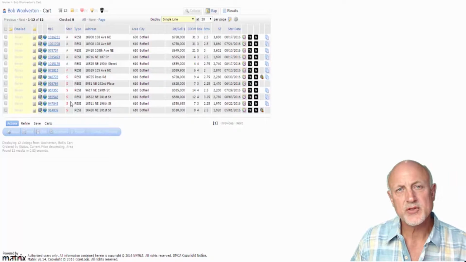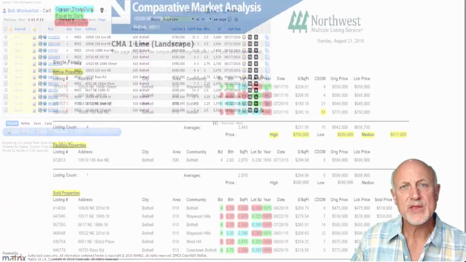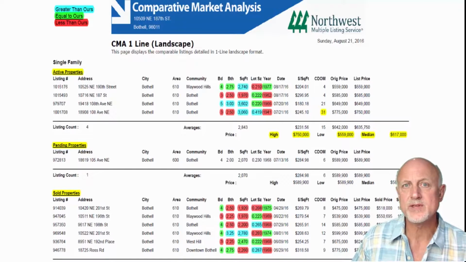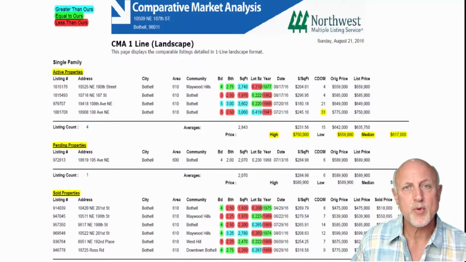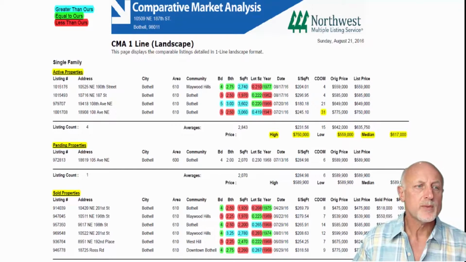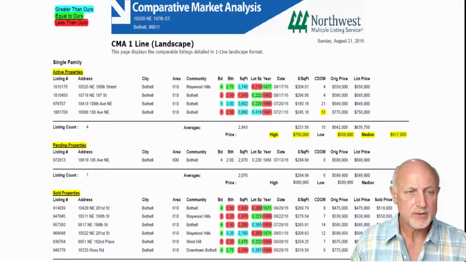Okay, so once I've sorted through all those properties and I feel that I've got a good collection of sold properties and active properties that are very similar or as close as I can get with the available data to our subject property, I'm going to compile those into a report. And part of that report is going to look like this particular page right here, where we do the CMA one line in landscape mode.